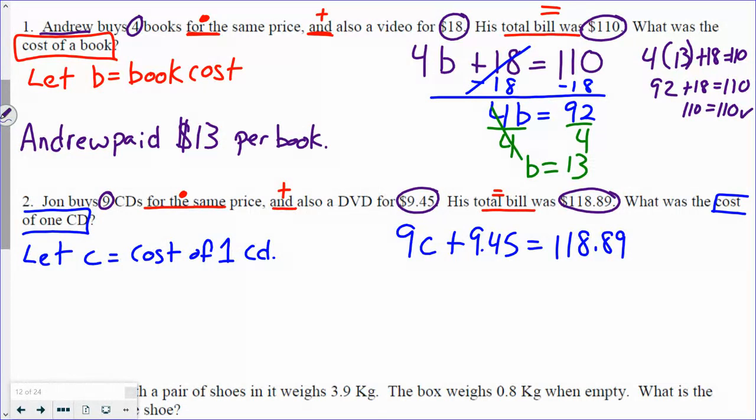Remember, we undo our addition first. We've got to slowly chip away to get that C by itself. Subtract 9.45. Now remember, you have to line up the decimal. And then we subtract, and we get $109.44 for 9 CDs.